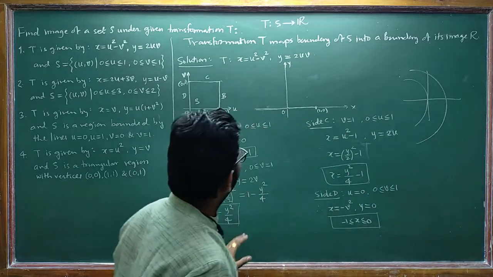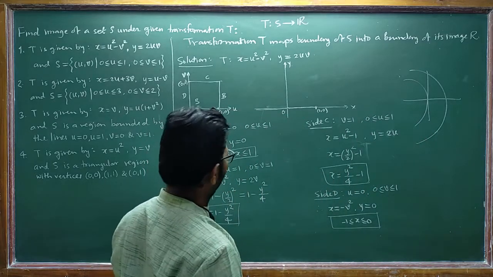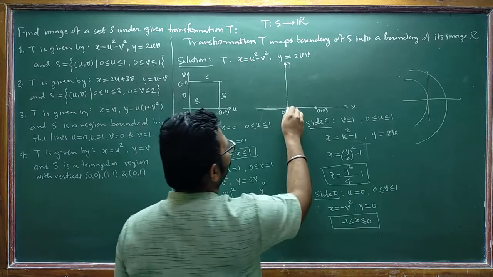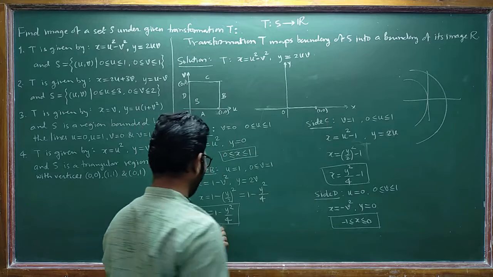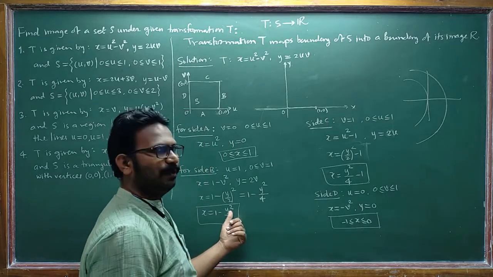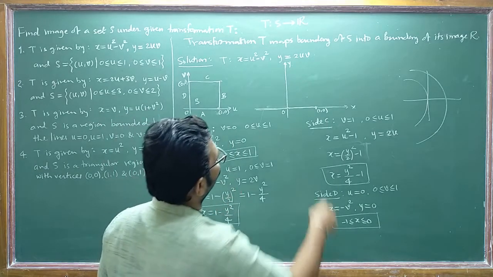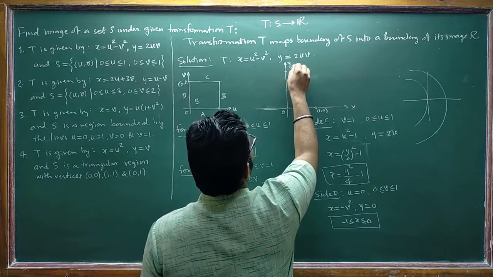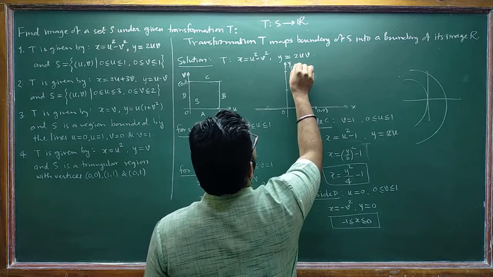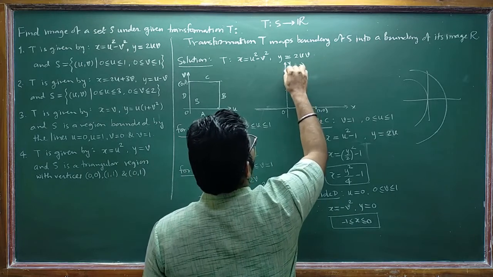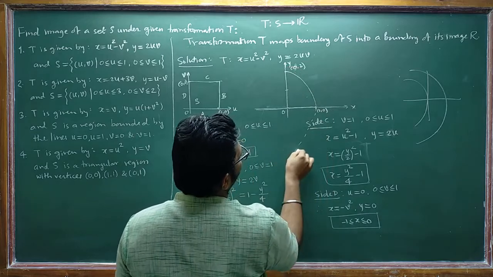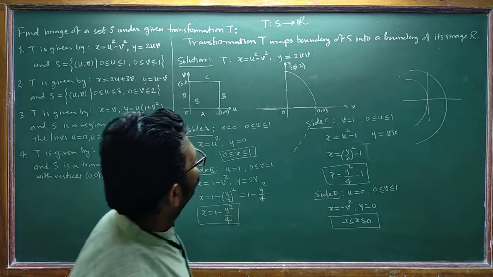Now what will be the points of intersection? When y is 0, x will be 1, and when x is 0, y square will be 4, which means y has to be plus 2 and minus 2. So it is (0, 2). This will be a parabola, something like this.